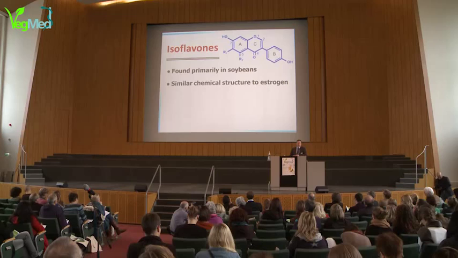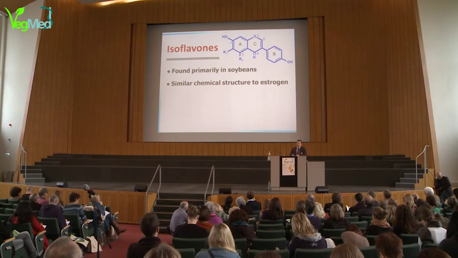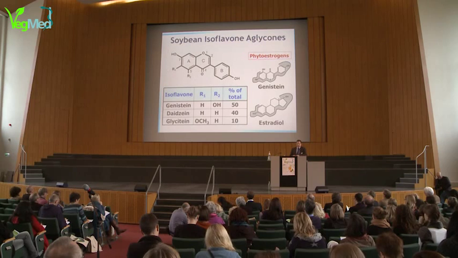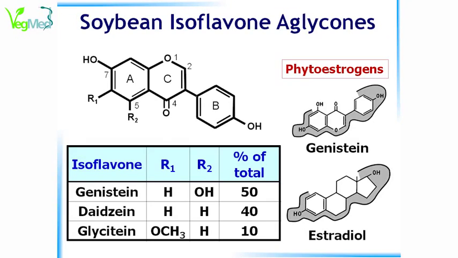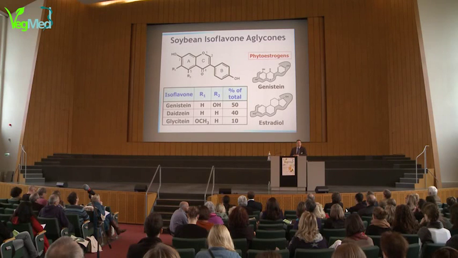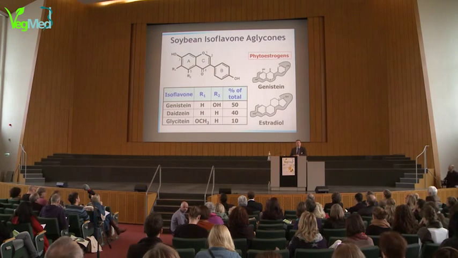Isoflavones have a chemical structure that is similar to the hormone estrogen, and you can see this point illustrated on this slide. The primary isoflavone in soybeans is genistein, and it's the isoflavone that has received most of the research attention. Because isoflavones are able to bind to estrogen receptors, they exert estrogen-like effects under certain experimental conditions, and for this reason, they are commonly referred to as phytoestrogens.